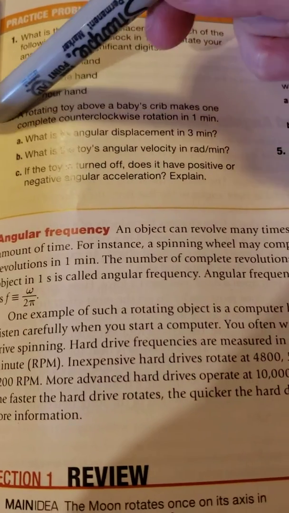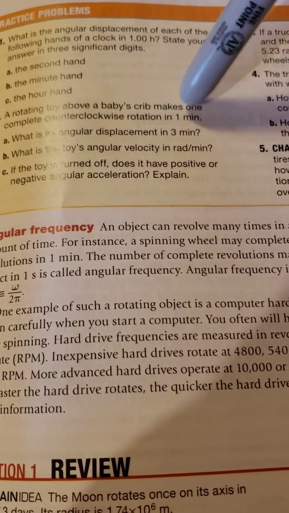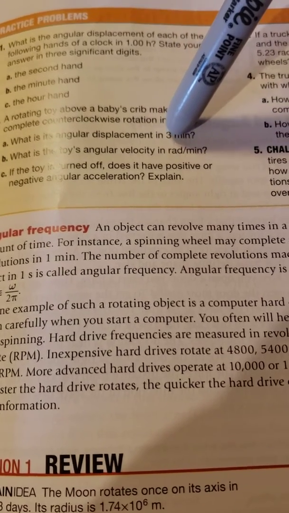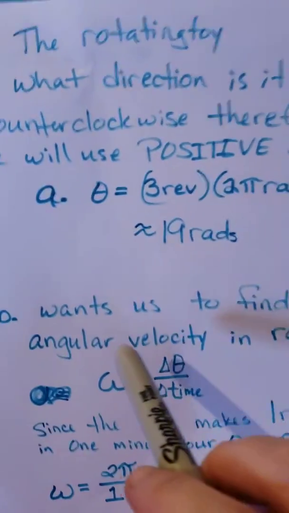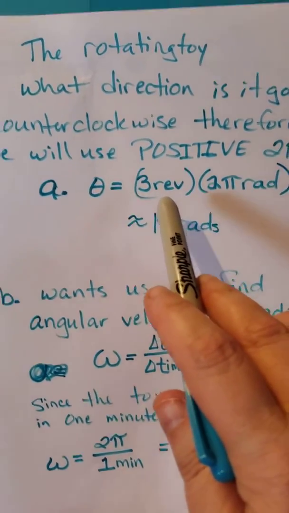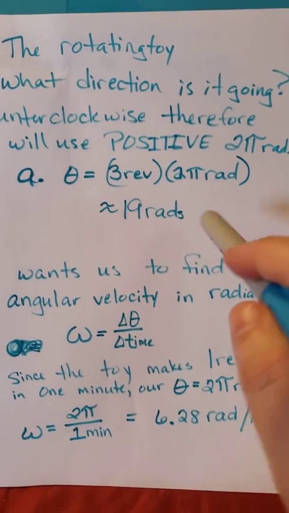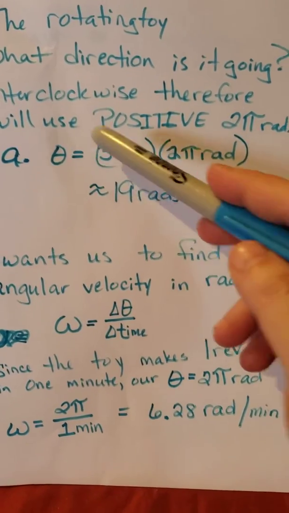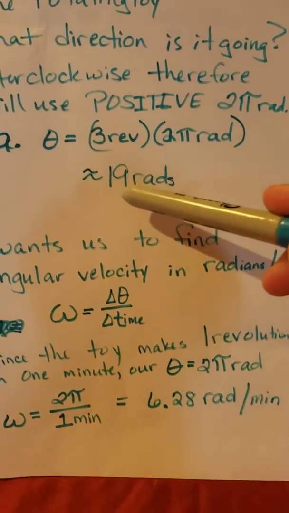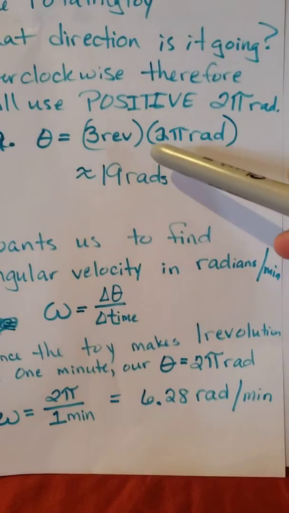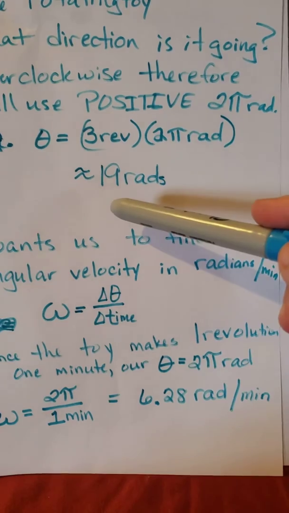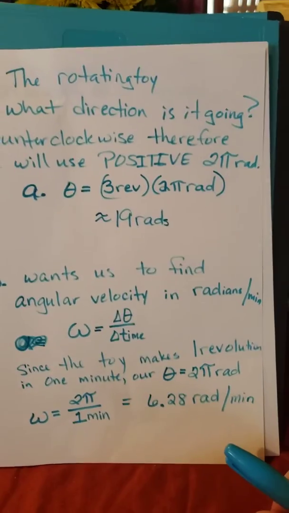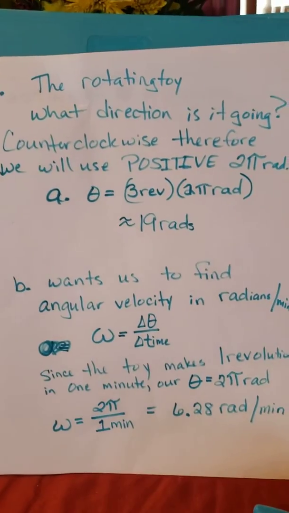And the problem says, what is the angular displacement in 3 minutes? Well, since it makes 1 revolution in 1 minute, it's going to make 3 revolutions in 3 minutes. So that's why I have in our problem 3 revolutions. So if we multiply that out, 3 revs times 2 pi rad, remember we drop the revolutions and just insert radians. And if you do 3 times 2 times pi, you come up with, I think it's 18.8, but it's roughly 19 radians. All right, that's that little children's toy.